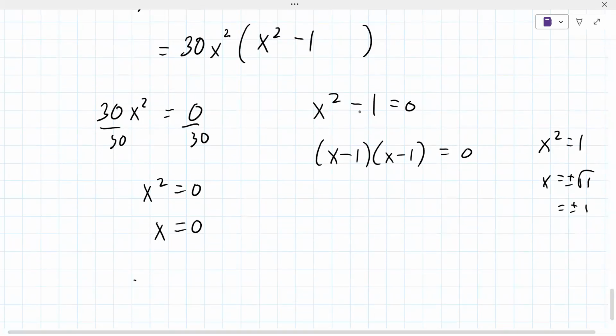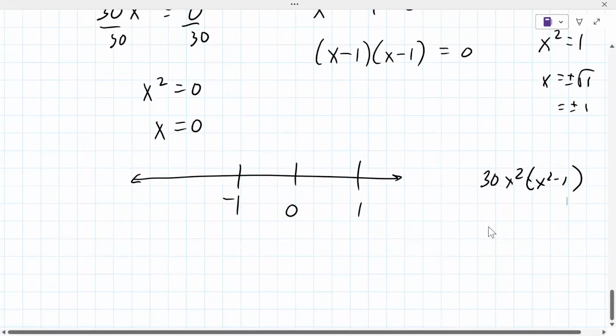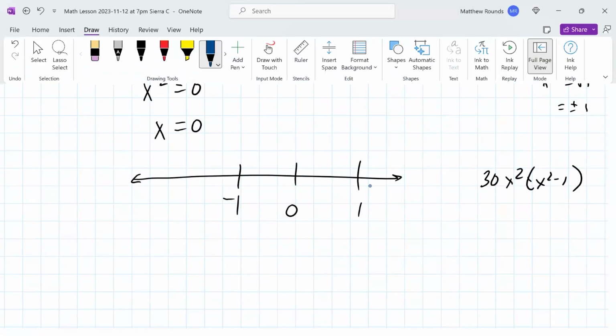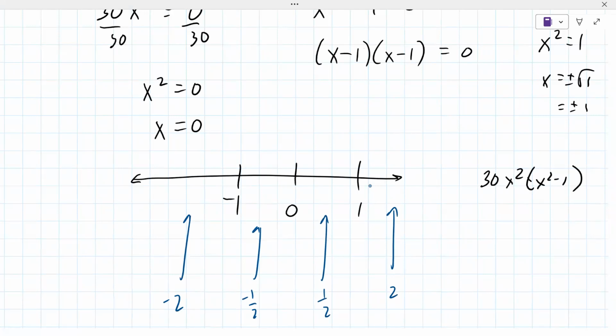Okay. So on a number line here, -1, 0, and 1 are your critical points. So this is tough for most students. Your derivative is 30x squared times (x squared minus 1). So let's test some points. The easy ones to test are out there, like 2, but the ones in here are more difficult. So let's do the easy ones first.